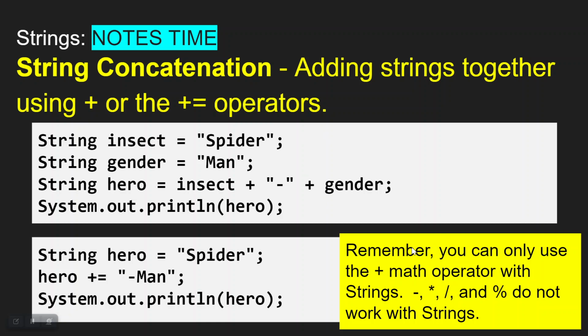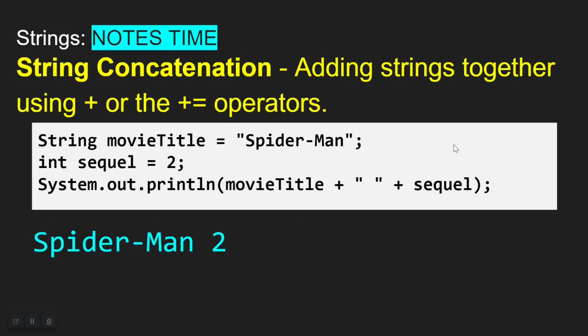But remember that you can only use the plus sign math operator with strings. The subtraction, multiplication, division, and mod will not do any work with any strings. So the plus sign only, but you can do it this way where you concatenate like this. But you can also create a variable, set it equal to something, and then update that variable using the unary operator, and that will concatenate to it as well.